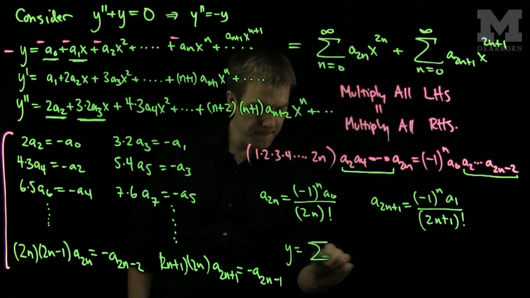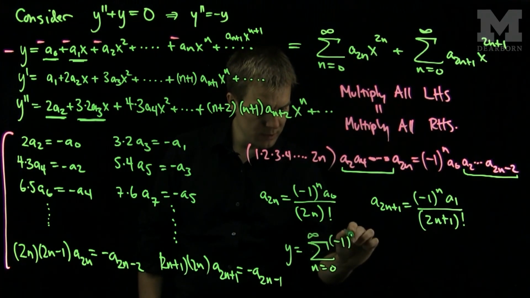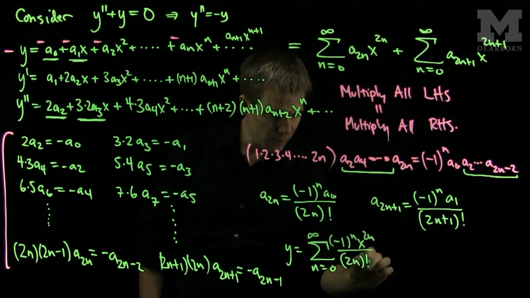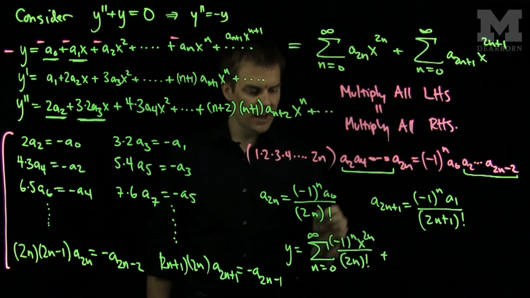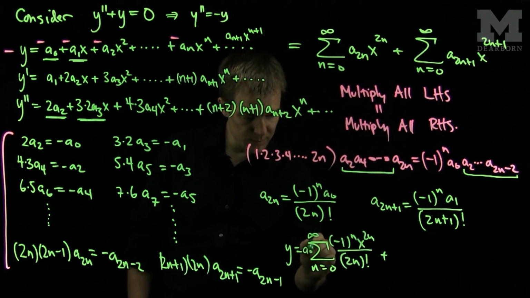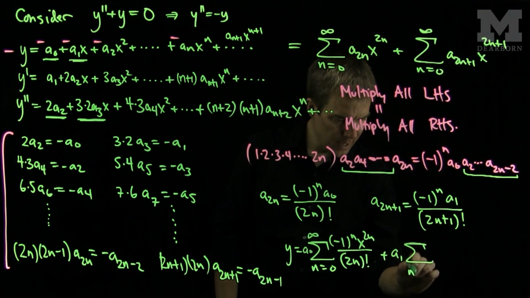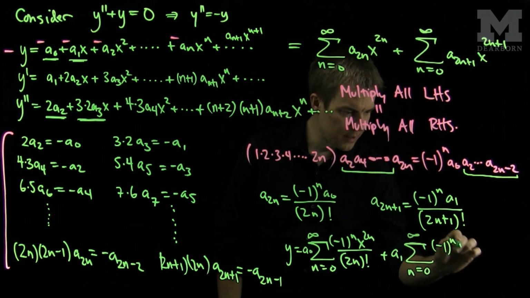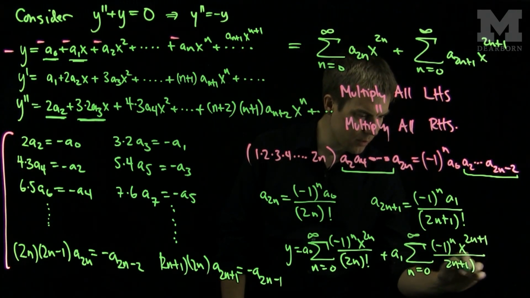By the exact same reasoning, this tells us the solution of our equation: y is equal to the sum, n goes from 0 to infinity, of negative 1 to the n x to the 2n over 2n factorial, and of course these terms are all going to have an a0 in front of them, so a0 comes outside, plus a1 times the sum, n goes from 0 to infinity, of negative 1 to the n x to the 2n plus 1 over (2n plus 1) factorial.